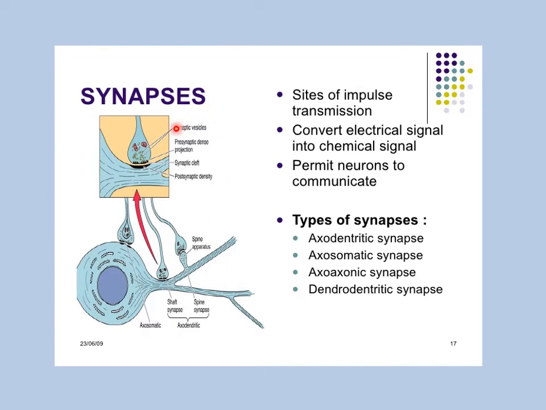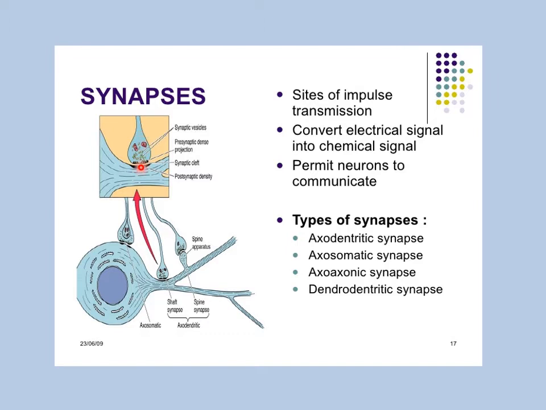Now, there are structures in the neurons which are called the synapses. The synapses are the sites of the impulse transmission, and they convert the electrical signals into the chemical signals. So they are the means of the communication of the neurons.